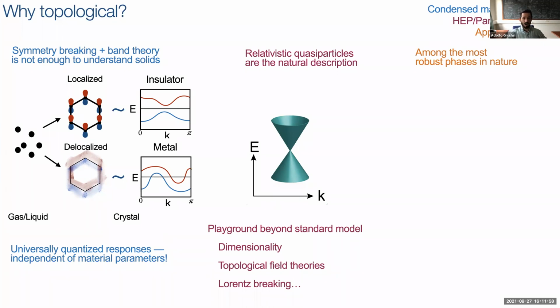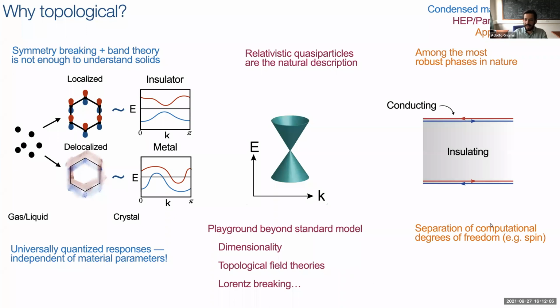And then topological phases are among the most robust phases in nature, and the reason is the following. Here's my working definition of a topological phase: something that has an insulating bulk. So electrons do not conduct in the inside of the material, but they conduct at the edges or the boundaries of the material. The surfaces or the edge states are conducting.